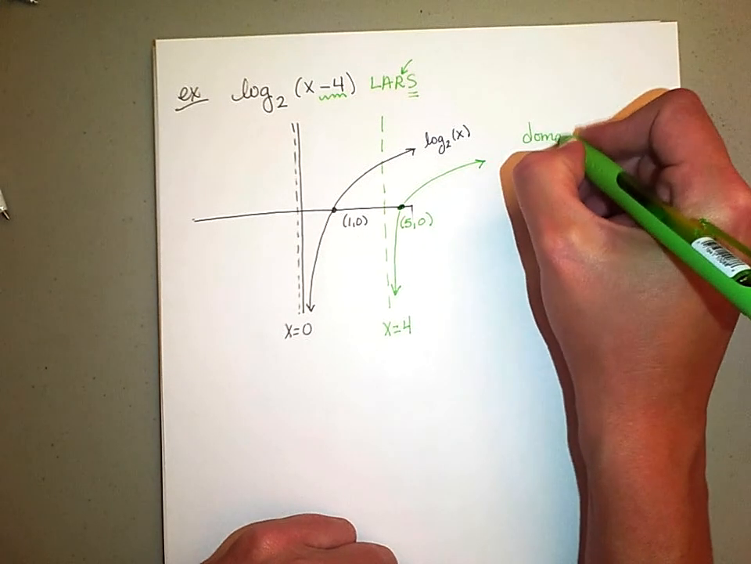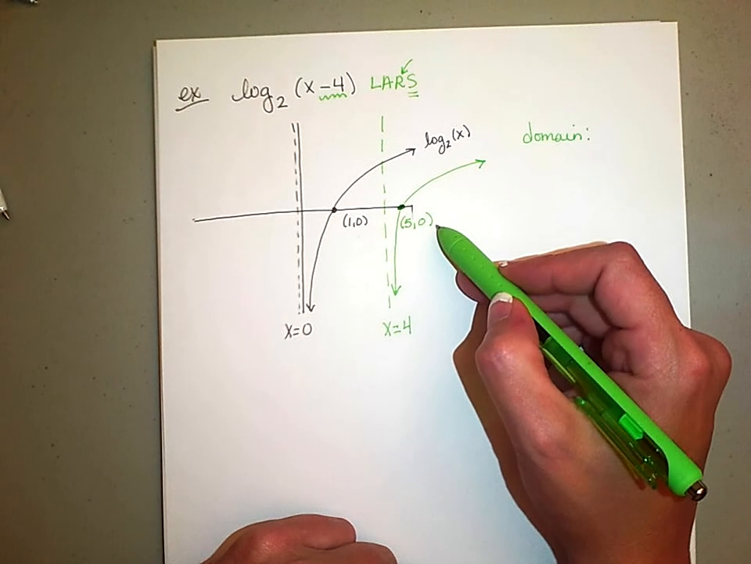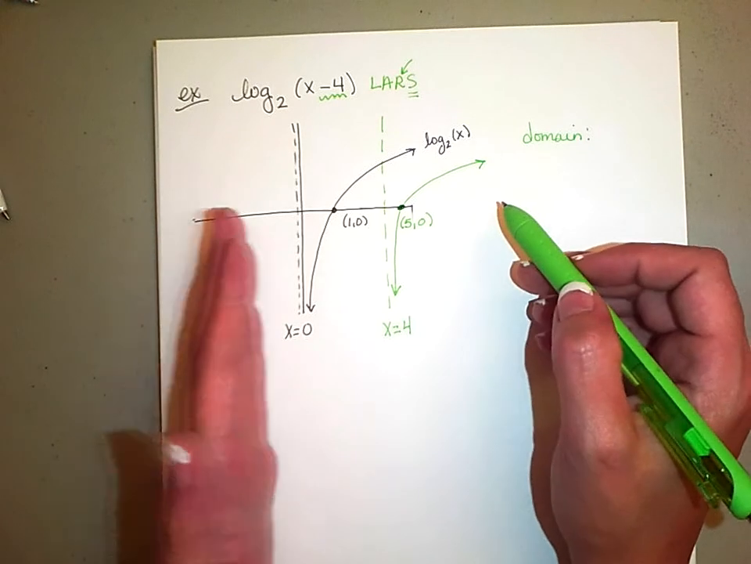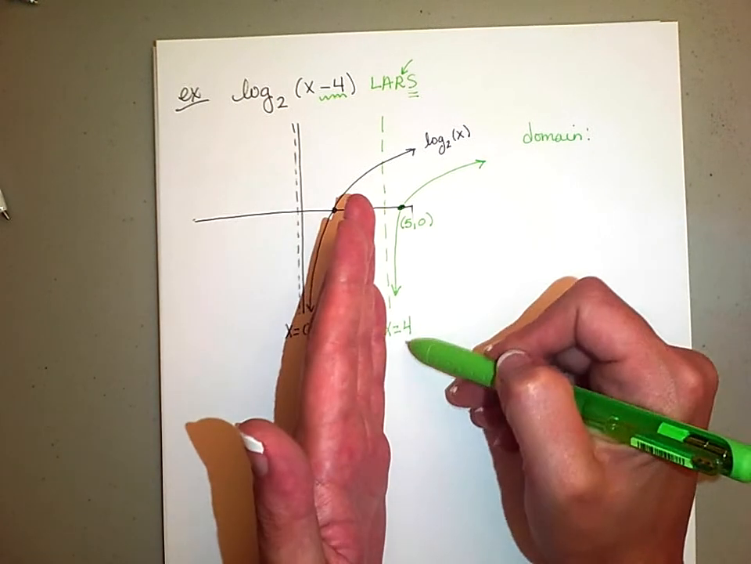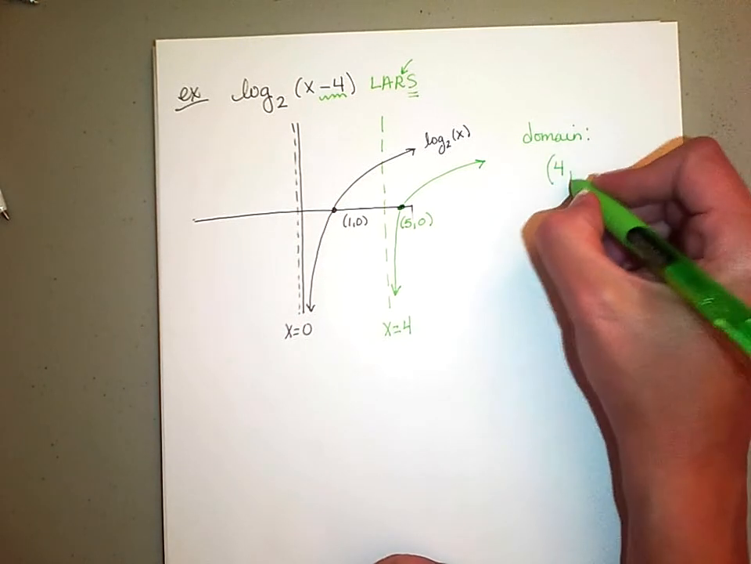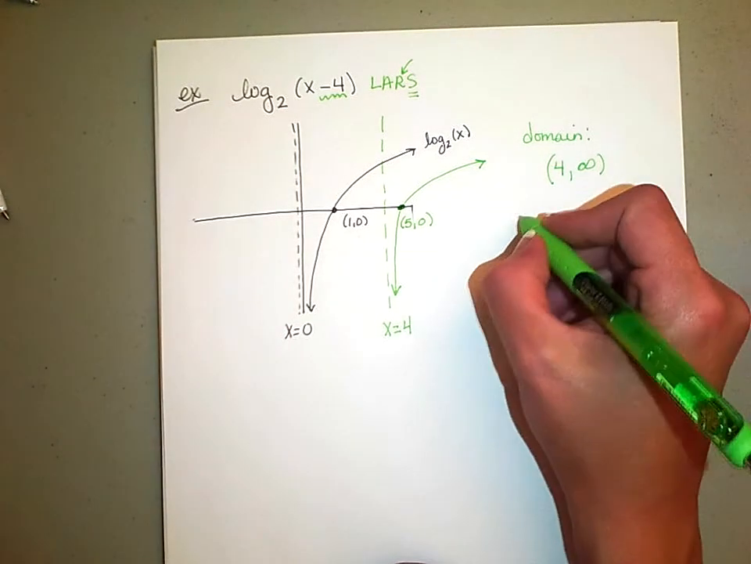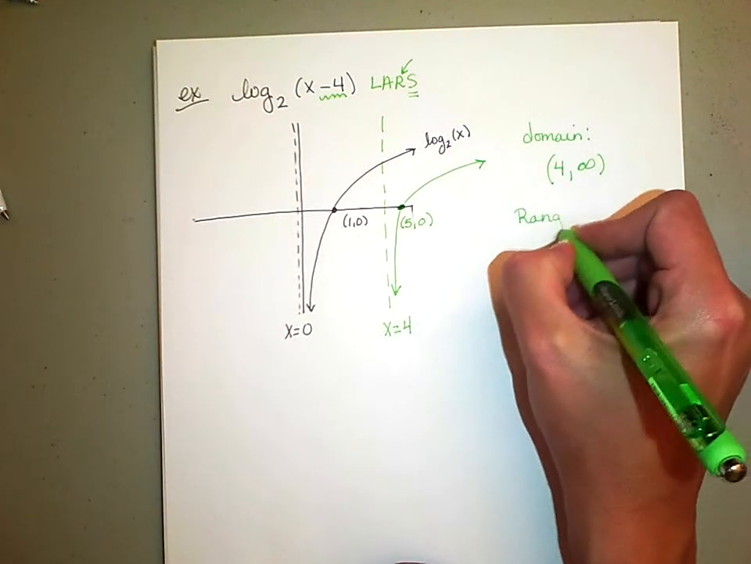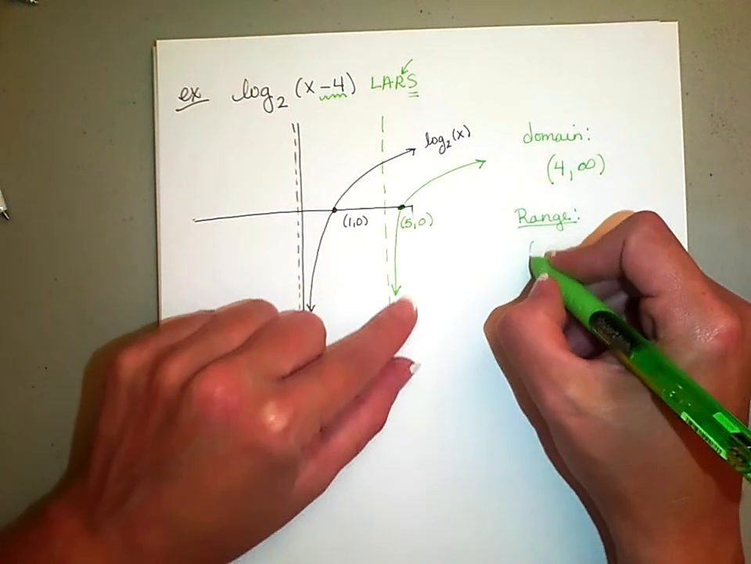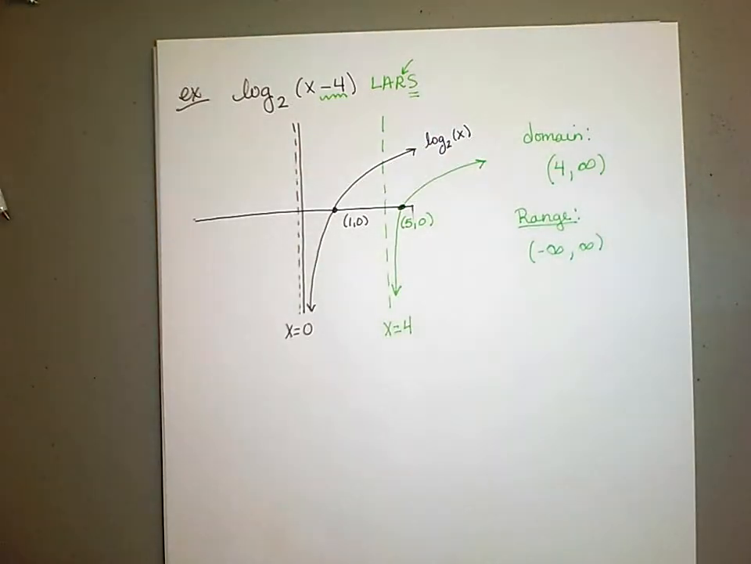Then we can ask questions. What is the domain of our transformed function? Well, our transformed function is in green, and the lowest value x picks up is 4, but it's not included because of the asymptote, and then it continues to infinity. The range, on the other hand, will stay the same. It will still go from negative infinity all the way up to positive infinity.